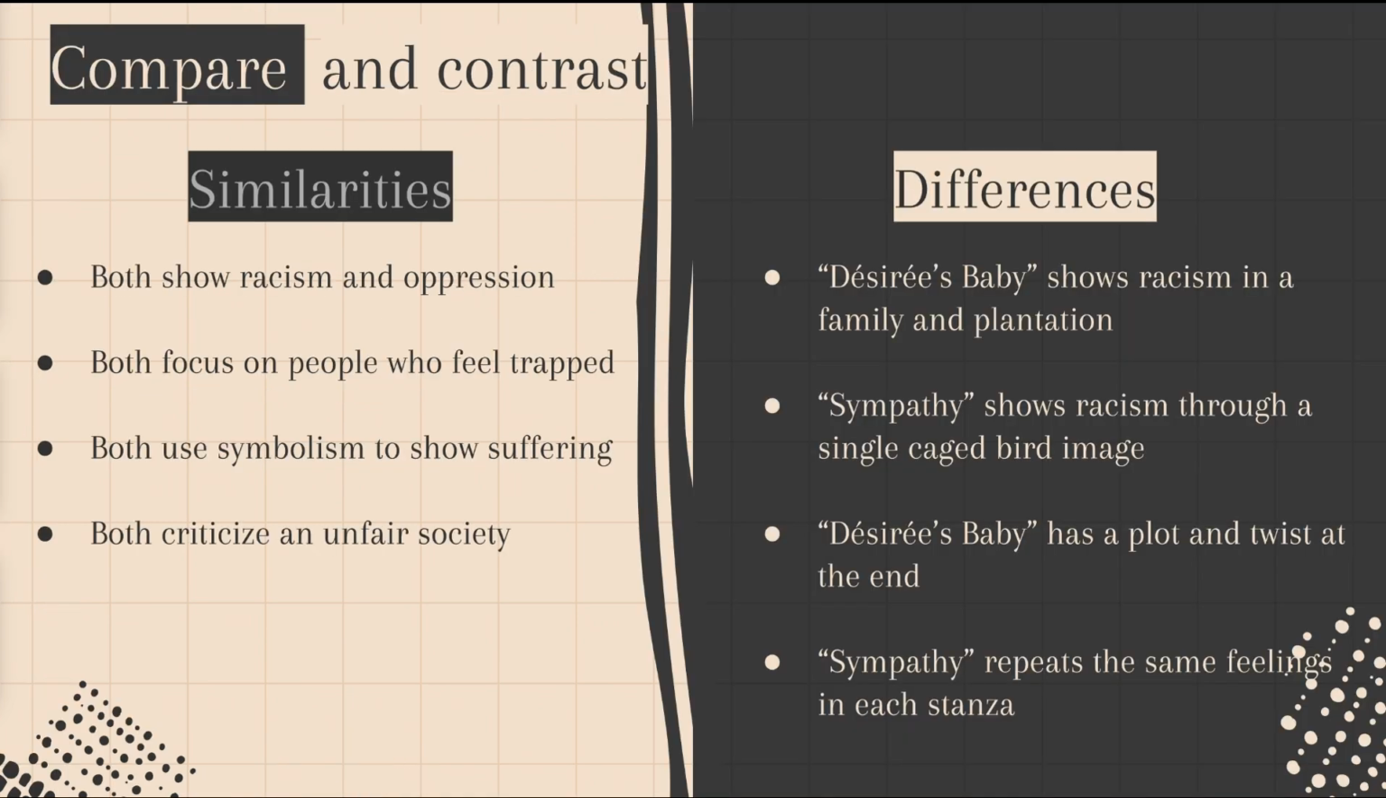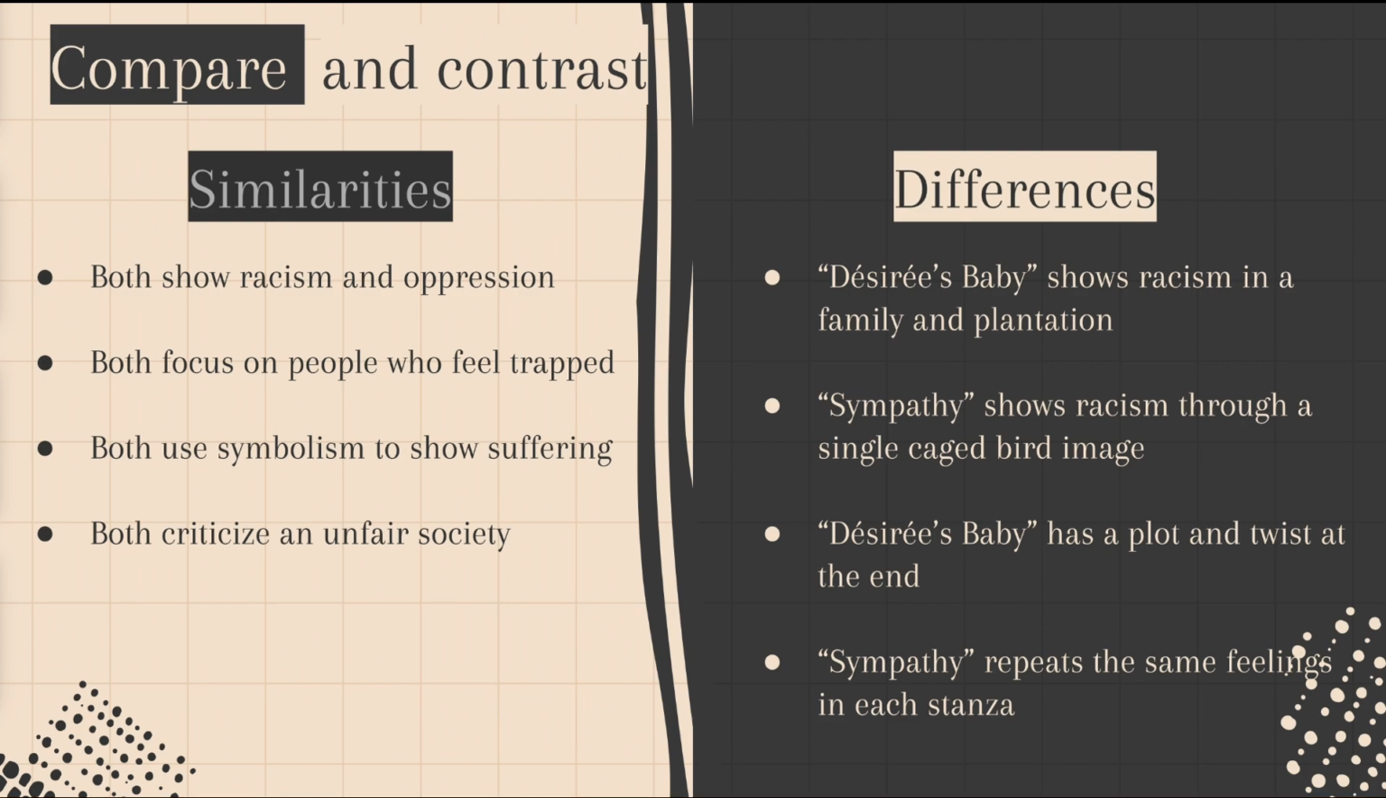On this slide, I compare the two texts. There are some clear similarities. Both Desiree's Baby and Sympathy talk about racism and oppression. Both focus on characters who feel trapped. Desiree is trapped by her social position and her husband's power, and the bird is literally trapped in a cage. Both texts also use symbolism to show suffering instead of spelling everything out directly, and both criticize an unfair society, but they are also different.